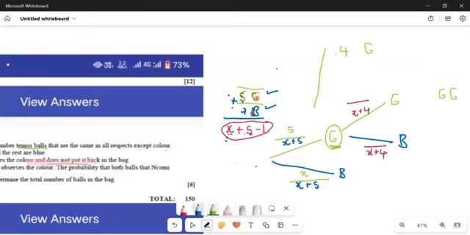What about blue? Did we choose any blue? We didn't choose any blue. We say if we choose green again, how many are still blue?